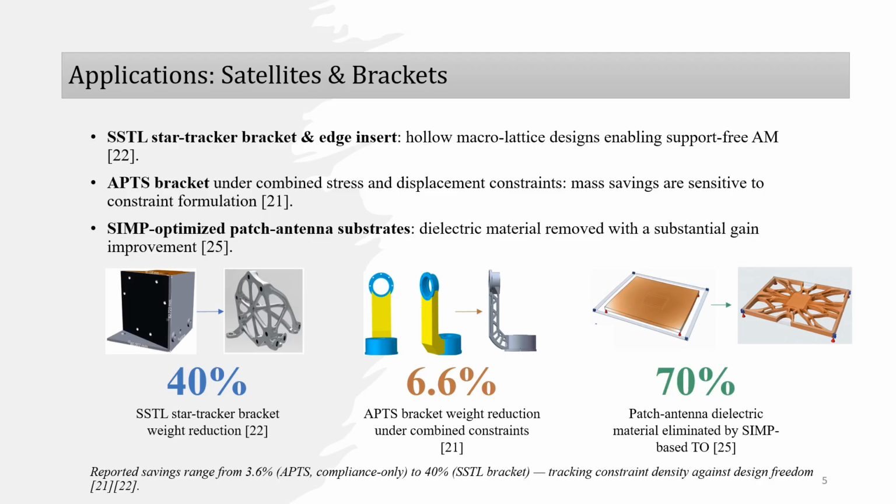Another interesting example is the SIMP optimized patch antenna substrate, where a large fraction of the dielectric material was removed while improving gain. Overall, the message is that topology optimization can deliver substantial benefits, but the reported mass reduction varies greatly depending on design freedom and constraint density.